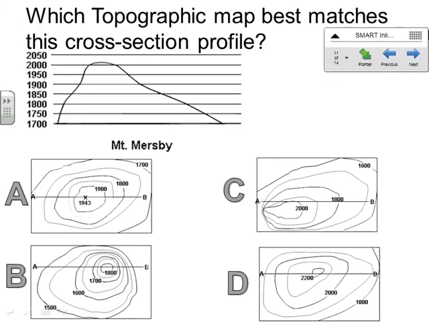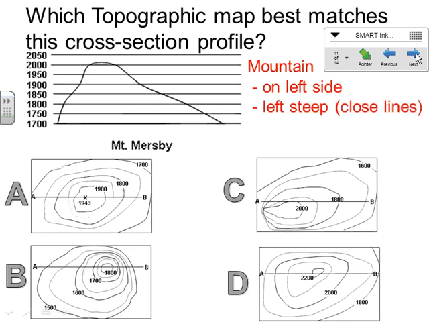So here's a cross-section profile, and we need to determine which topographic map best illustrates this profile. We can see that we have a mountain. The mountain is located on the left side, and the left side is a very steep incline, a very steep hill right here. So which one of these, A, B, C, or D, would best match this cross-section? If you chose C, you're correct. We can see it's indicating the mountain is on the left side. We have a very steep incline right here based off of our lines.